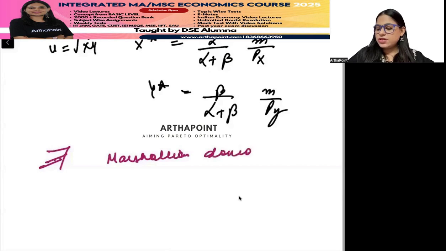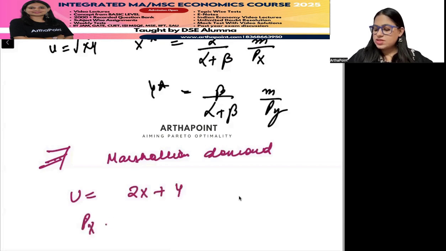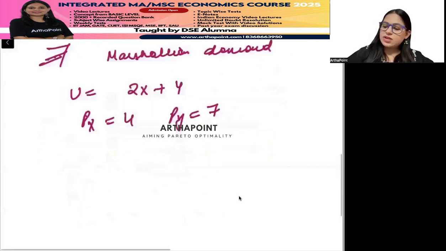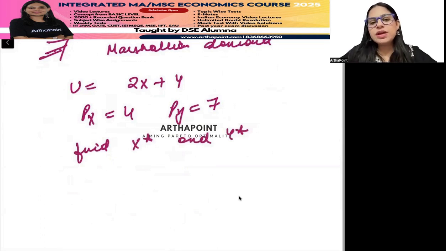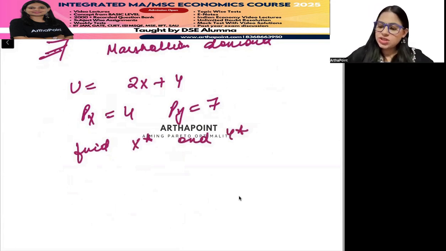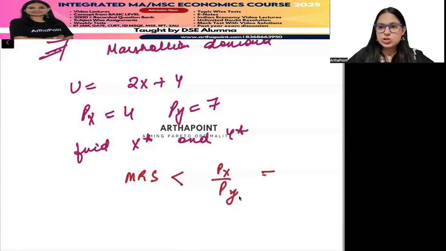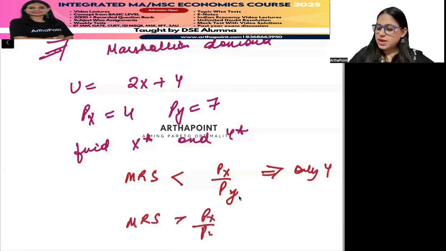Right? So for example, if I tell you that u is equal to 2x plus y and px is equal to 4 and py is equal to 7 and I ask you to find x star and y star or find the optimal bundle and I give you 4 options, you should be able to tell the optimal bundle. तो उसके लिए आपको पता होना चाहिए that you will equate MRS to px by py. And if this is the condition, then you will consume only good y. If MRS is going to be px by py, you will consume only good x. So ये comparison करके you will be able to find the answer.